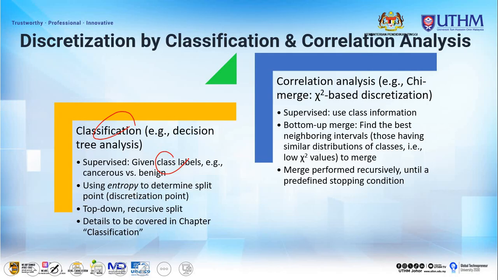This process starts with the entire data set, and then recursively splits it into intervals based on attribute values that provide the best separation of classes. On the other side, correlation discretization, like chi-square, uses statistical measures like chi-square to identify the best intervals for the discretization. We have a bottom-up, recursive merge.